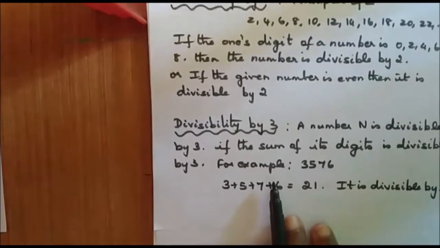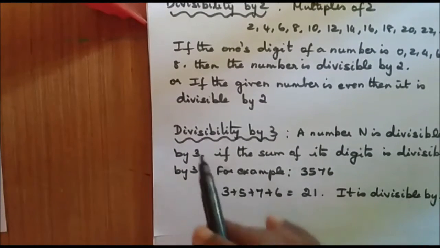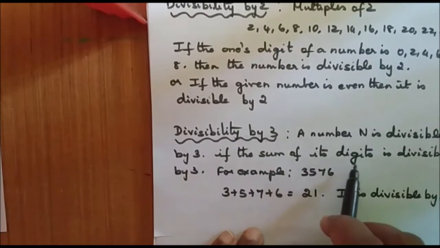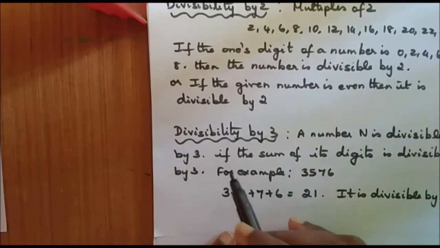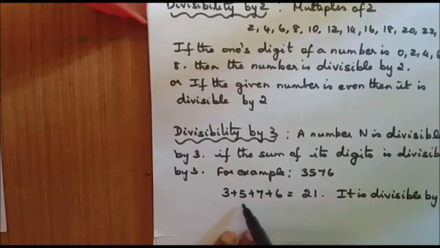Okay. Now let us go to the next topic, that is divisibility by 3. A number n is divisible by 3 if the sum of its digits is divisible by 3. Now what do you do in that? Suppose I am given 3576 and I am asked to check whether it is divisible by 3. How do you do it? We should add the digits. 3 plus 5, 5 plus 7, 7 plus 6. What is 3 plus 5? 8. So 8 plus 7 is 15. 15 plus 6 is 21.